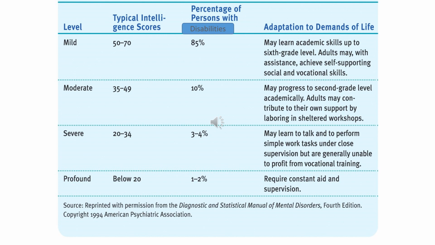The moderate level, as you can see, about 10% fall into this category. So you're looking at an intelligence quotient of 35 to 49. Individuals in this category progress mentally to around a second grade level. So if you think about a 7 or 8 year old, adults when they get older, most of them live in assisted living, and they definitely need people to watch over them, like in a group home.